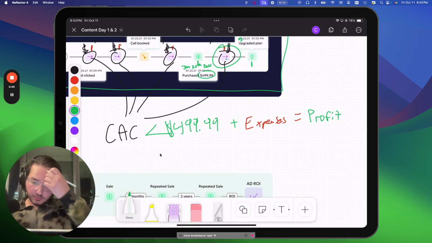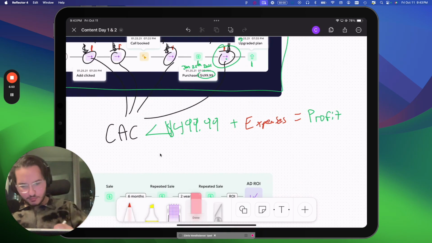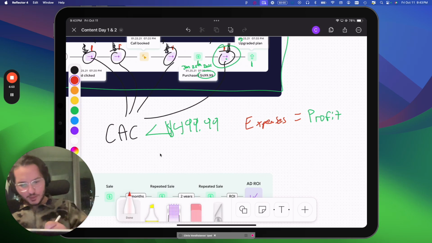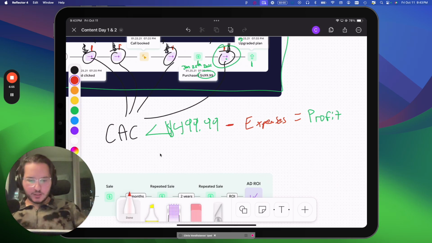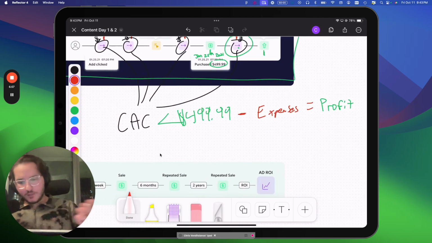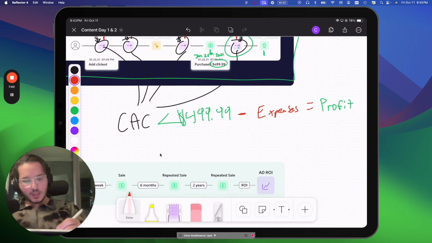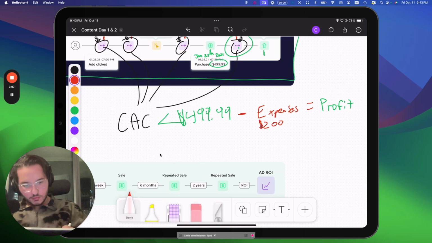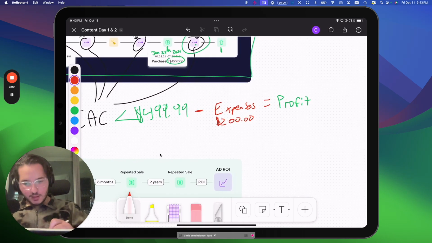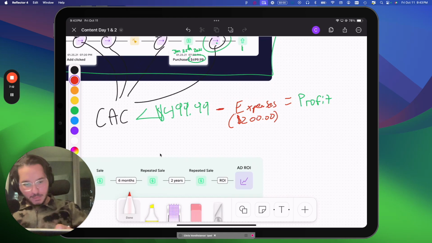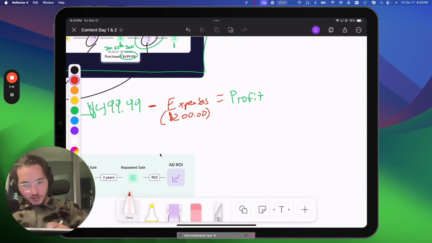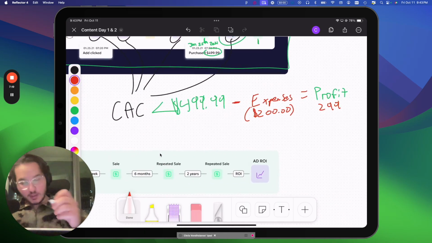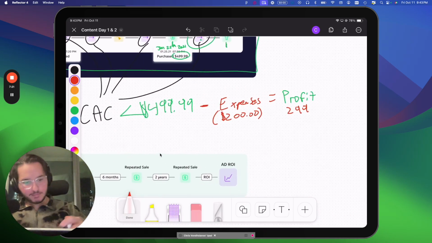Plus or minus? Minus makes more sense. I was thinking of expenses and negative. Minus expenses, so the cost of acquisition. Let's give a numerical number to expenses, and let's say it is $200. So then the profit would be $2.99, but cost of acquisition has to be less than that.